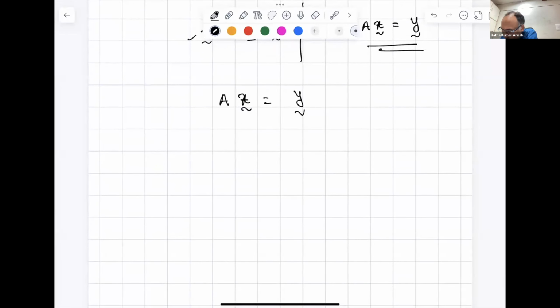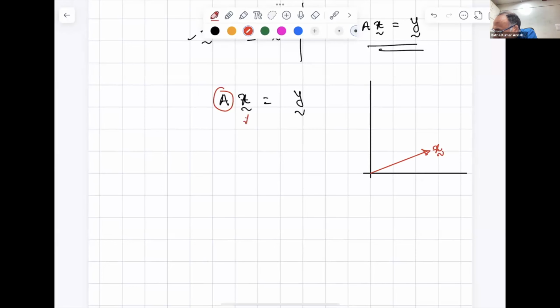What this is telling me is the following. Geometrically, you have a vector X. When this vector X is operated on by matrix A, the matrix A is transforming that vector to another vector Y. Some other vector, I don't know what it is, it will generally be transformed to some other vector Y.